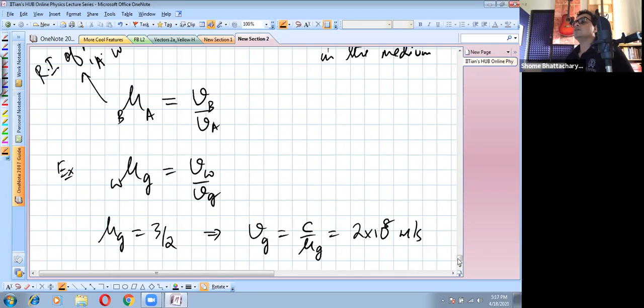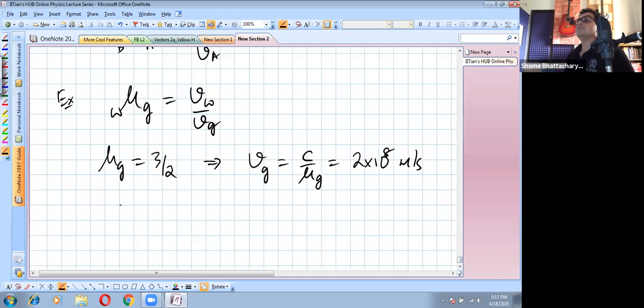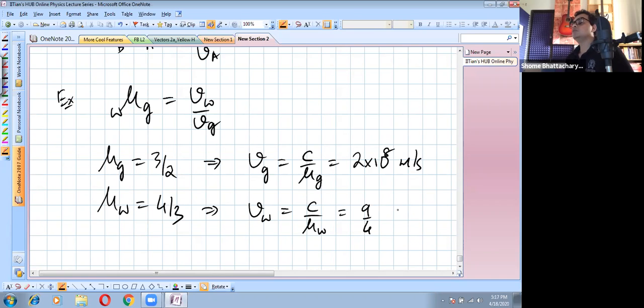And I also understand that refractive index of water, suppose, is 1.33, so around 4 by 3. So speed of light in water is speed of light absolute divided by refractive index of water absolute. So that is 3 divided by 3 by 4. So that is 9 by 4, or a little more than 2, 2.25 into 10 raised power 8 meters per second. Okay, so this is the concept of absolute.